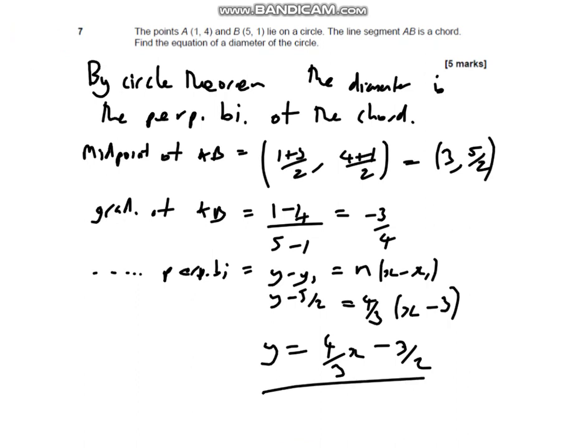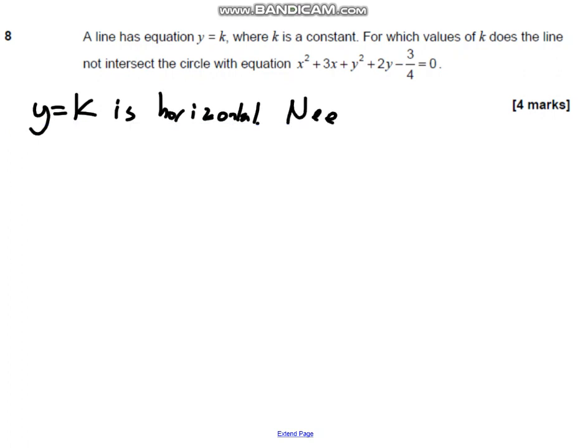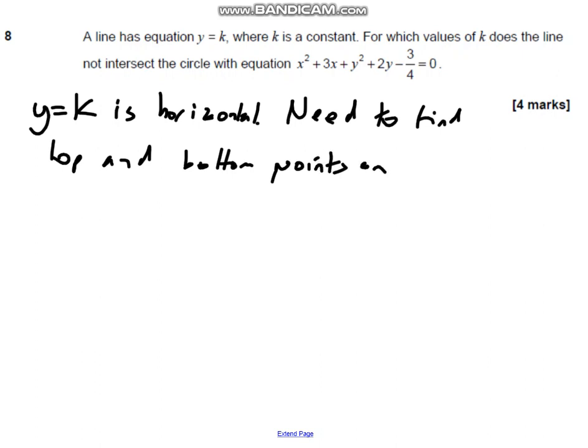Okay, moving on to our last question. This is question 8. Now there's two ways to do this, but this would appear to be by far the easier. So y equals k is horizontal, so we need to find the top and the bottom of the circle, points on the circle.